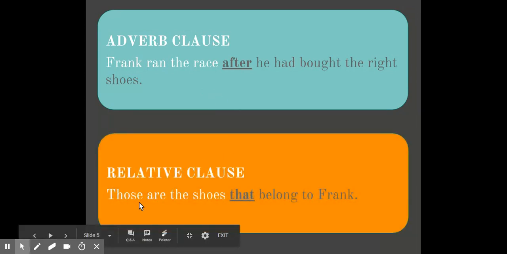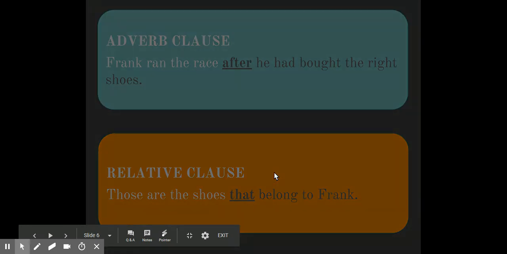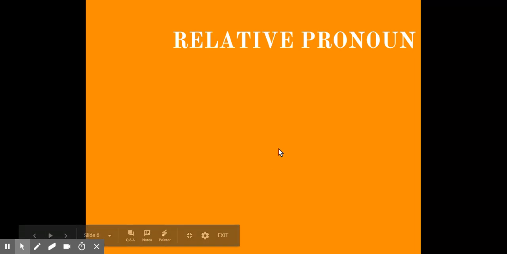Relative clauses, those are the shoes that belong to Frank, right? So this is extra information telling us about the shoes, right? What shoes are they? Oh, the ones that belong to Frank. That introduces our clause, and that is what we call a relative pronoun.